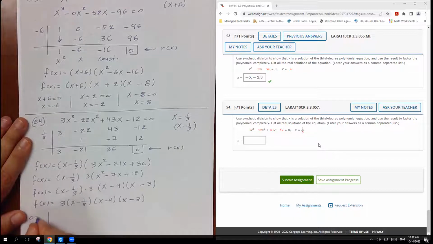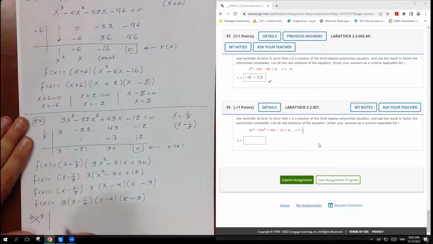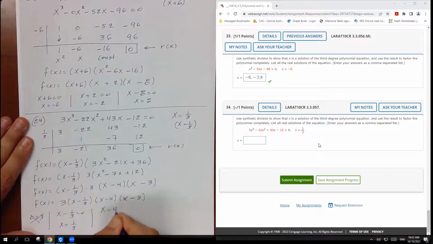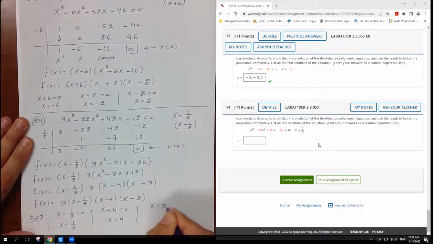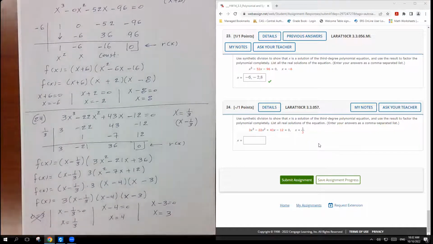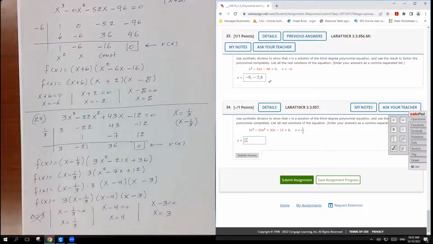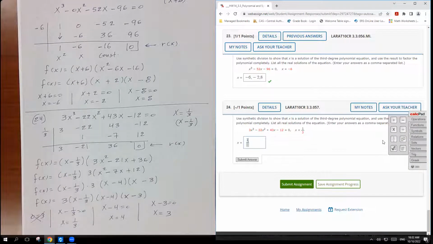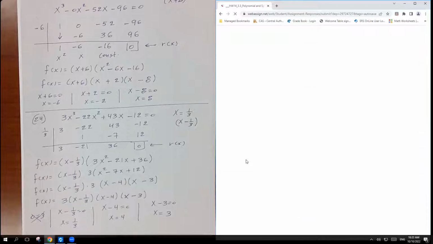Wrong statement. The first one is x minus 1/3 equals 0, so x equals 1/3. And x minus 4 equals 0, so x is going to be equal to 4. And x minus 3 equals 0, so x is going to be equal to 3. So we have 3 zeros. So we're going to type here 1/3, comma, 4, comma, 3. That's it for this example.